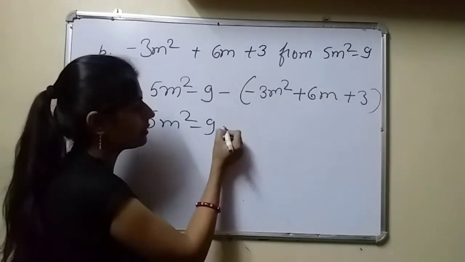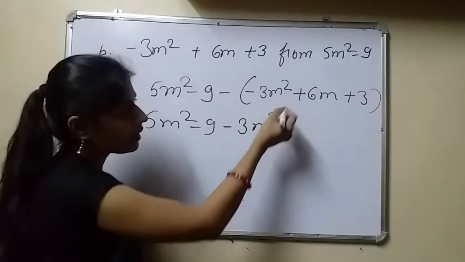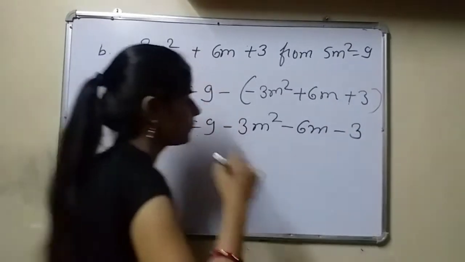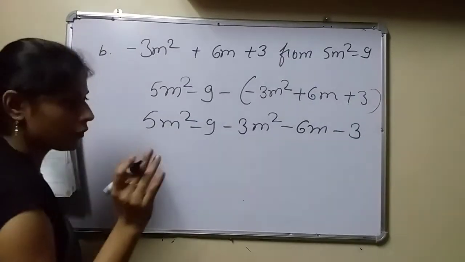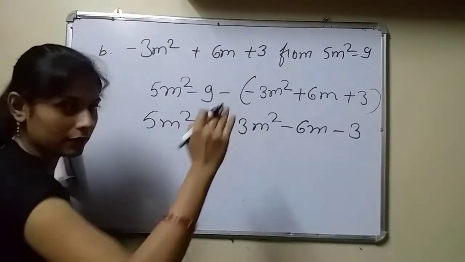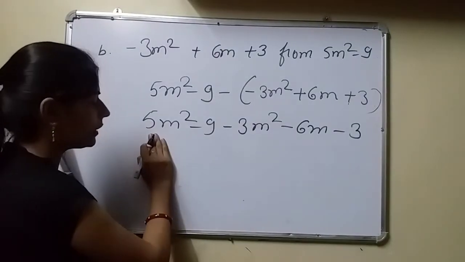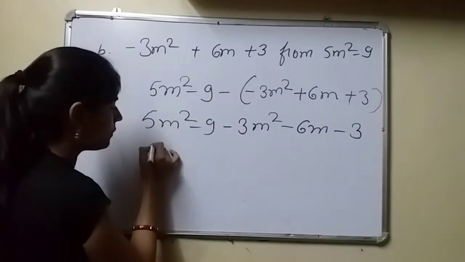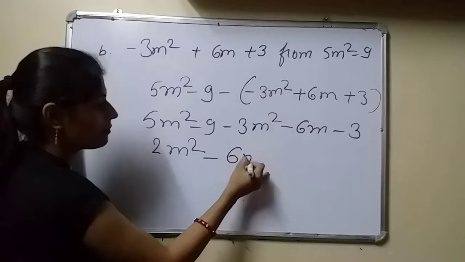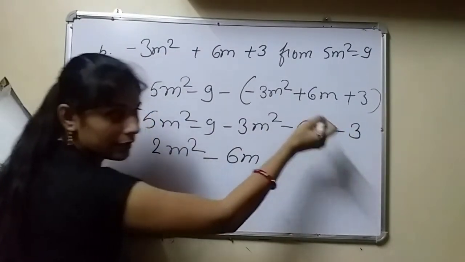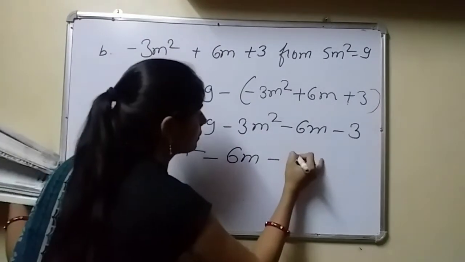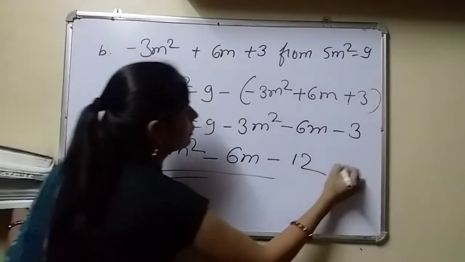If it is plus, you have to write minus. Now see, it is minus, so you write 3m square, minus 3m square. It is plus, so you write minus 6m. It is plus 3, so you write minus 3. Now subtracting, first see the same variables. 5m square and 3m square are the same variables. When you subtract 5m square minus 3m square, you get 2m square. Minus 6m will be written the same as it is. So minus 9 minus 3, answer will come in minus 12. So this is your answer.